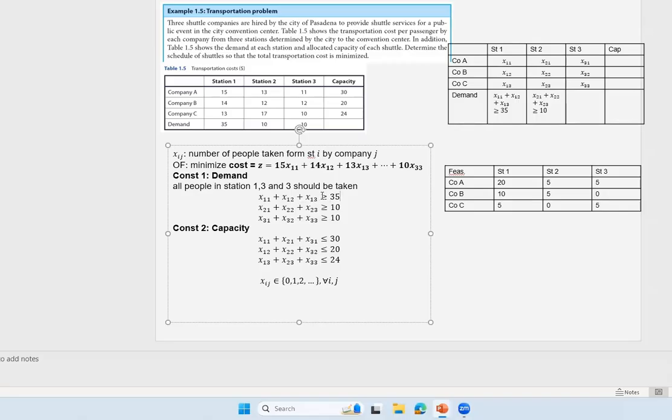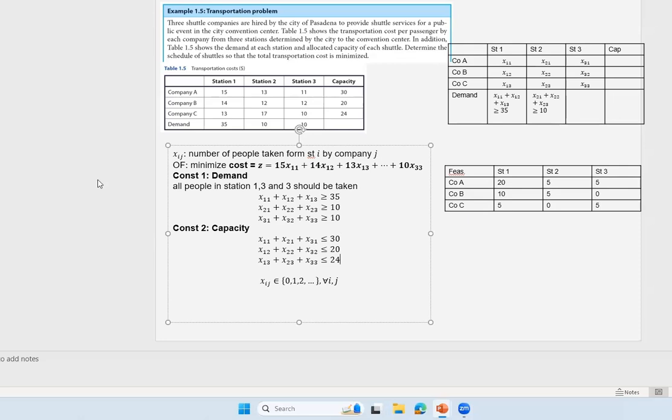Making sure that the number of people these three companies take from station 1 is greater than or equal to 35, because there is a demand of 35 people there. Same thing for stations 2 and 3. And we also had a set of capacity constraints, making sure that the total number of people each company takes is less than or equal to its capacity. The demand was greater than or equal to; capacity is less than or equal to the total they can take.